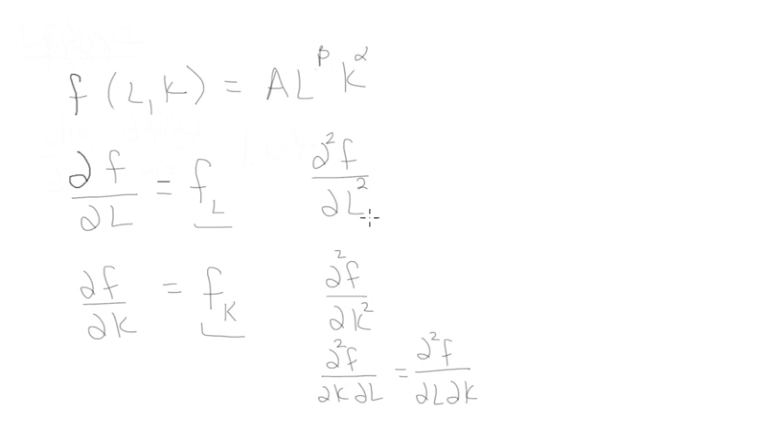So now you can kind of see that this notation is a little bit cumbersome. It's helpful because it's very explicit about what you're taking a derivative of and what it is with respect to, but it adds a lot of cumbersome notation. So often economists will instead, if they want the second derivative with respect to L, just write it with a second subscript, f sub LL, the second derivative with respect to K, f sub KK, and if you take the cross partial derivative, you have f sub KL or f sub LK, either one of which is equivalent.